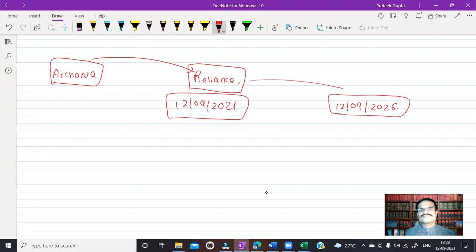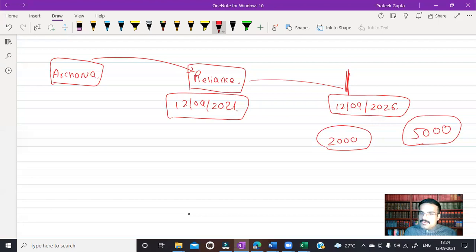No problem as such. But let's say, beta, after 5 years, the share price of this Reliance company goes to 5000 rupees. Whether Archana ma'am will buy the shares, yes or no? In this case, the answer is no. Pritika ma'am, no. Why Pritika ma'am? Why no?